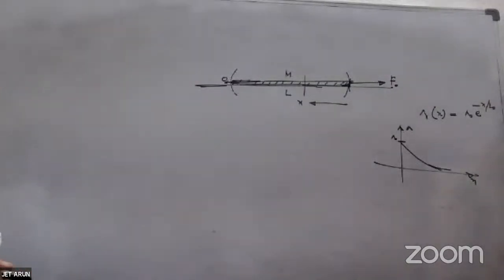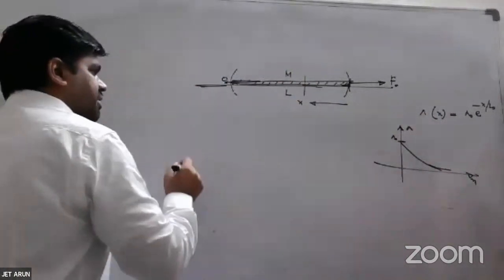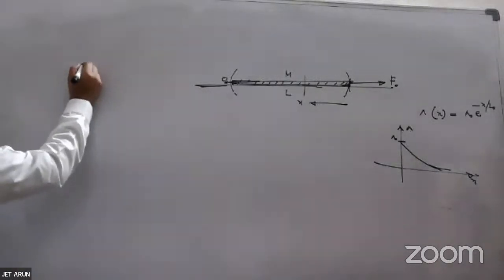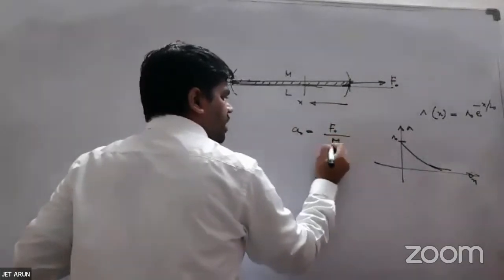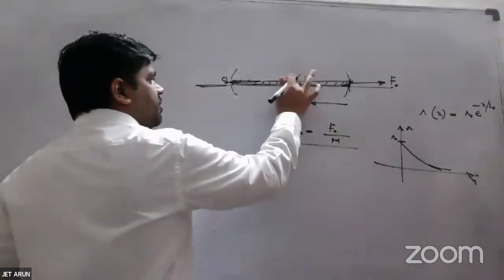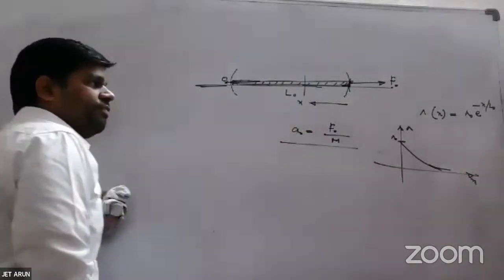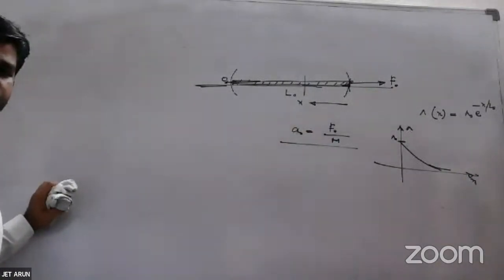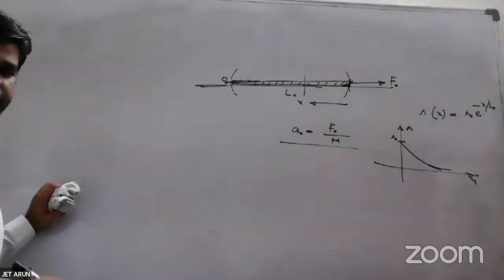Okay. Now the acceleration is again F by M. But how do I find M? M is not given to us. Length L is given, lambda is given, but M is not given. How do I find M? If lambda were constant, I would have written lambda into L naught, and that would be the mass. But here lambda is not constant. So what I do, I integrate.